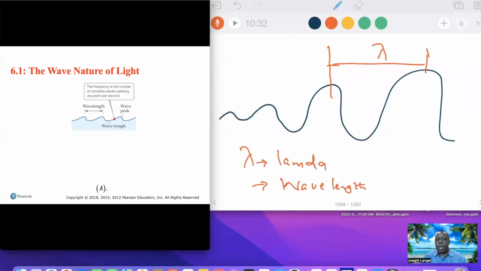Distance between two adjacent peaks, all right? This is just the distance between two peaks, two adjacent peaks. It's just a definition of a wave.